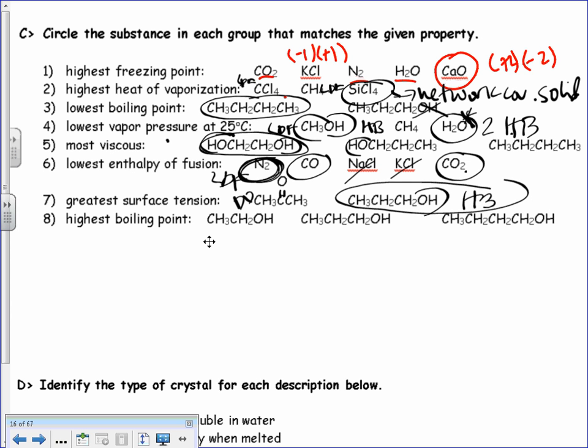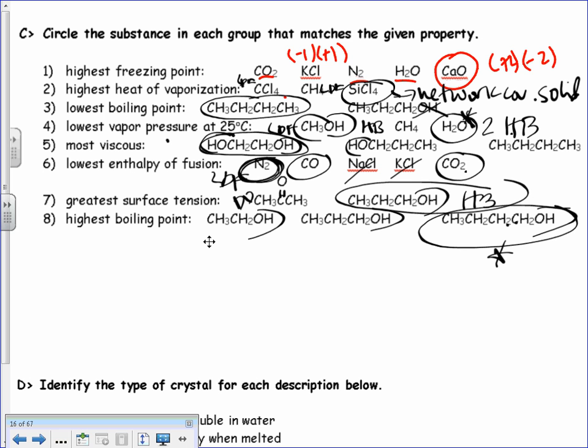Last one, highest boiling point. What are we looking at? Since they all have one hydroxyl group, which would undergo one hydrogen bond each, with everything else being equal, what do we compare? Molar mass. So this one is 1, 2, 3, 4. Butanol, propanol, and ethanol.